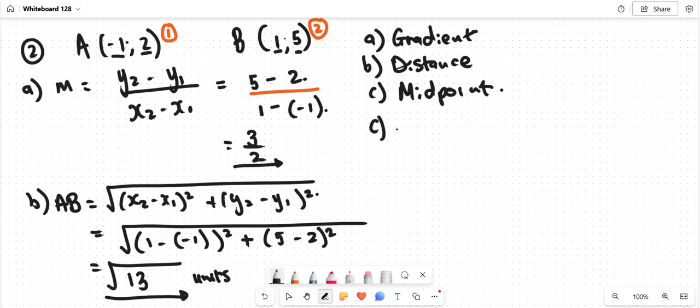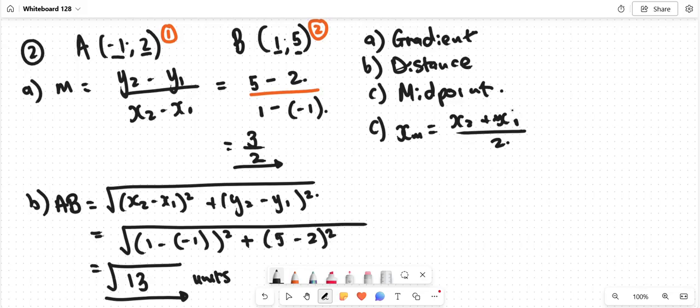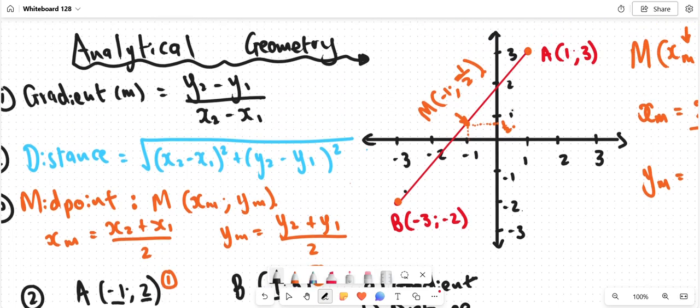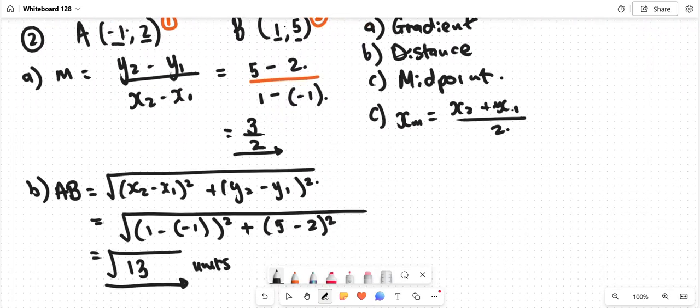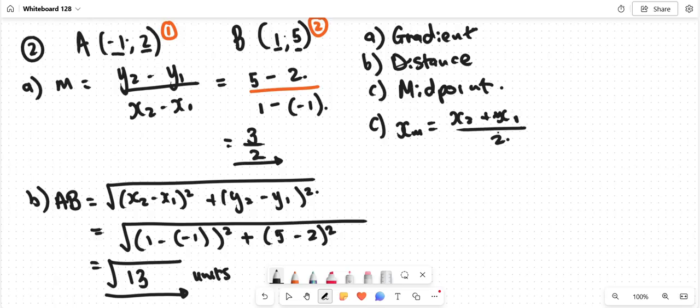To calculate the midpoint, x of m is equal to x of 2 plus x of 1 divided by 2. Another thing that I did not mention when I did the previous question, I did show the final coordinates of the midpoint. All right, so let's keep doing these. Let's substitute. So x of 2 is the 1, adding the negative 1. Again, be careful. If you plug this into your calculator, it gives you 0. So that's the x coordinate of the midpoint.